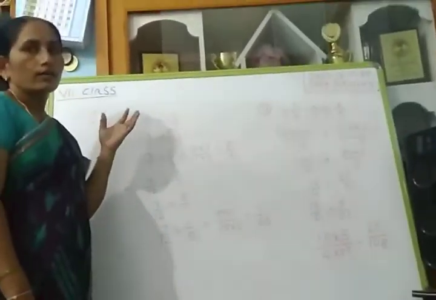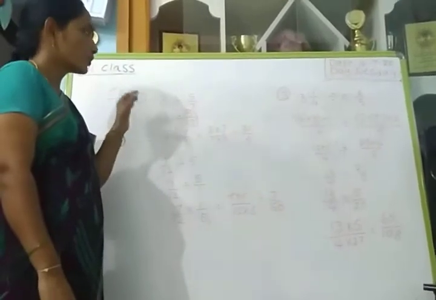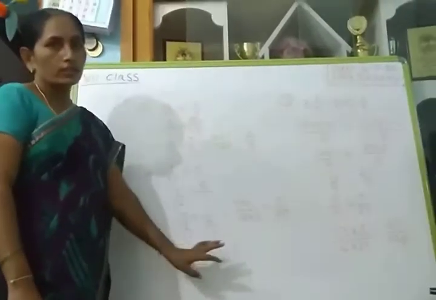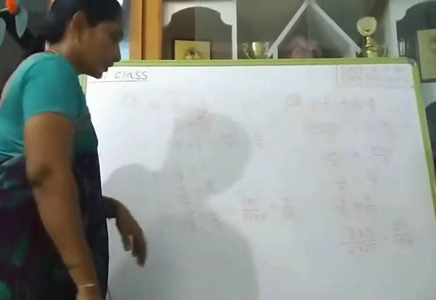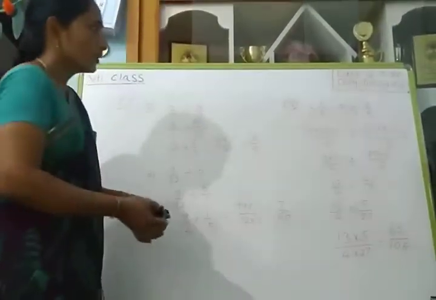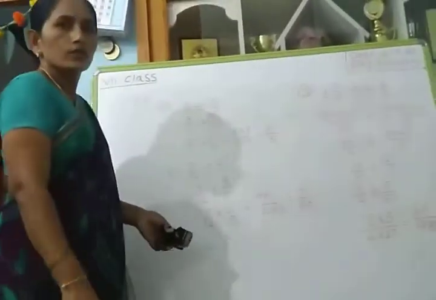So we completed multiplication, addition, subtraction and division of fractions. 4 operations completed. Did all of you understand, children? If you have any doubt, you can ask.